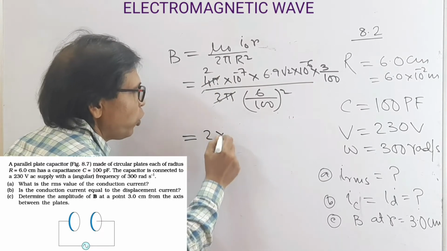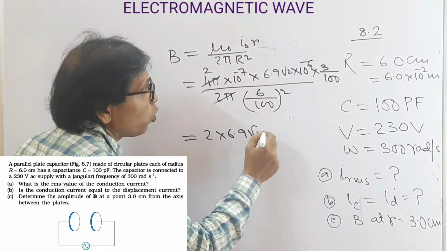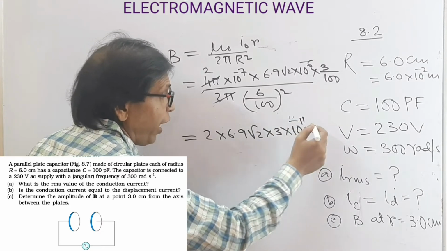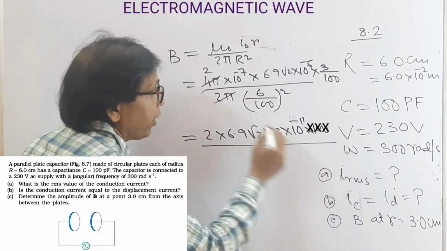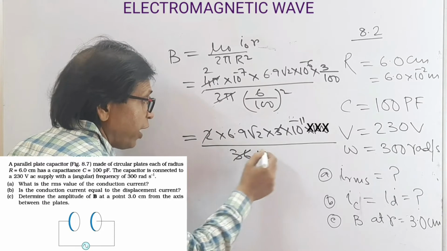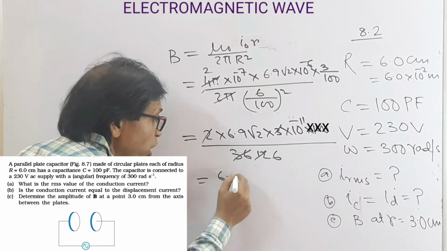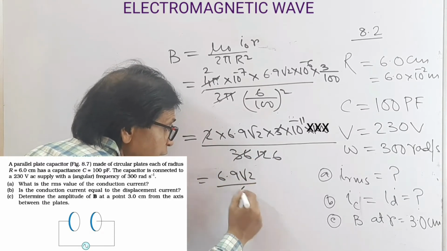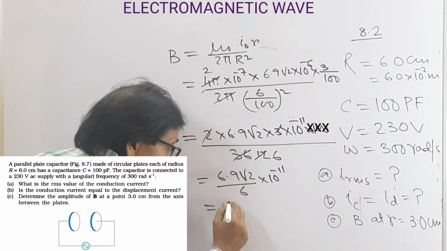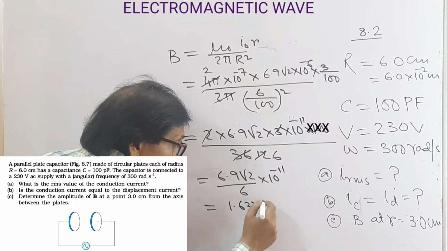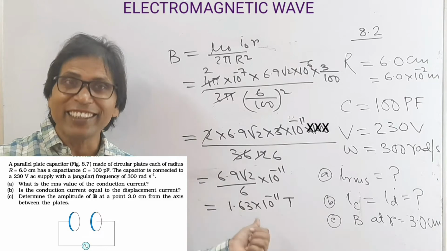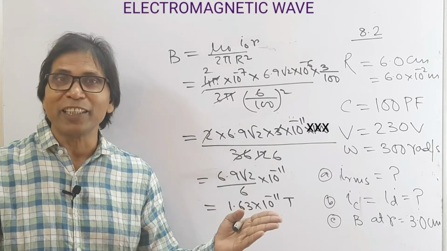The 2 into 6.9 into root 2 into 3 into 10 to the power minus 11 into 100, divided by 36. Now this and this is 12, and this is 6. This equals 6.9 root 2 by 6 into 10 to the power minus 11. So look at this, this is 1.63 into 10 to the power minus 11 Tesla. Okay, this is the amplitude of the magnetic field.